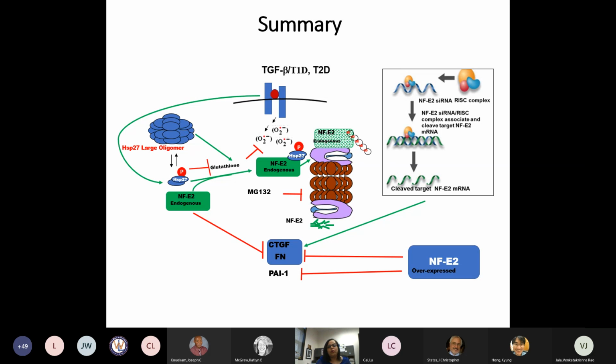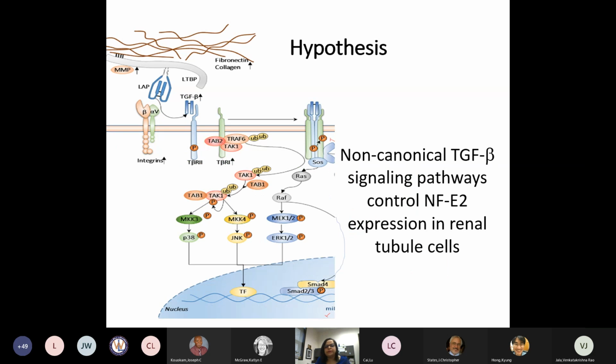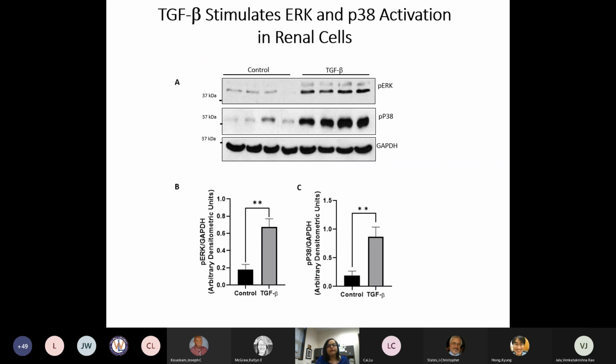We next wanted to know what were the mechanisms by which NFE2 degradation occurred in these cells. We hypothesized that the non-canonical TGF-beta signaling pathways controlled NFE2 expression in these cells. We first examined the effects of TGF-beta treatment on ERK and P38 phosphorylation. And as you can see, TGF-beta significantly induced ERK and P38 phosphorylation in these cells.